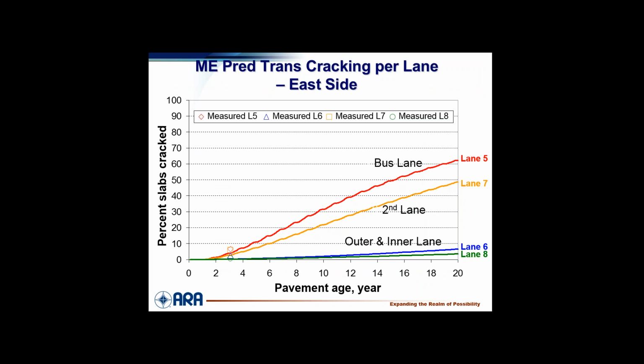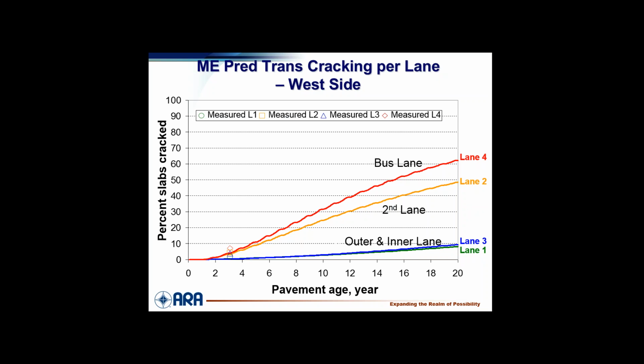So then you predict over time. Here's time, here's percent slabs cracked. All we had data for was up to about 3 years. It's hard to tell, but here's the outer lane, we predicted 0, and it was close to 0. The worst was the bus lane, I think we predicted that as the worst, and that's the second lane over. This is the next lane over, and that's the outer lane. So that's our projection. Now, this is 10 inches. These are 8 inches, but these have different traffic loads on them, for sure. This is the east side, and this is the west side.